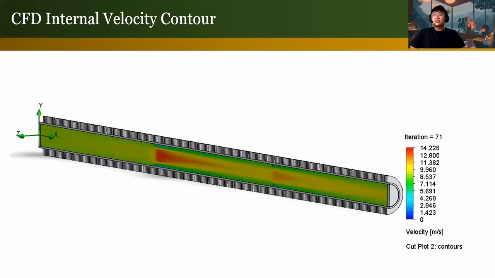Here is our internal velocity contour, and the biggest issue encountered here is with these separator sections, and that causes a bottlenecking and essentially makes the flow restart as an undeveloped flow.